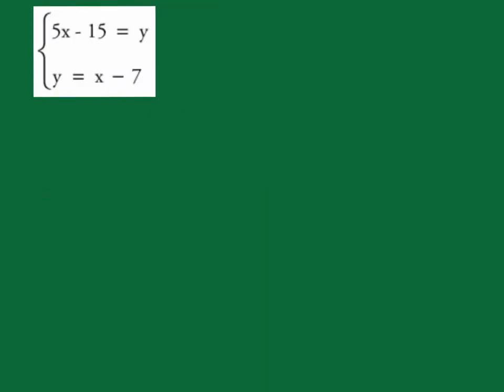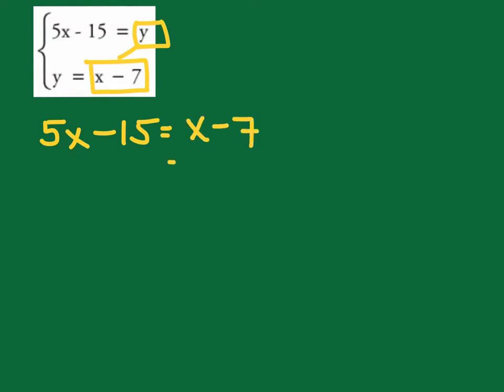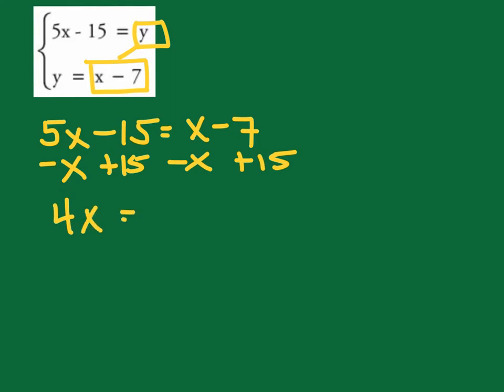Our second problem here is basically the same as the last problem where both equations are already solved for y. So we're going to again take this x minus 7 and plug it in for y into the other equation. So we have 5x minus 15 equals x minus 7. And again, we're going to solve this for x. So I'm going to do two steps here just to save some space. So I get 4x equals 8. And I'm going to divide both sides by 4 to get that x equals 2.